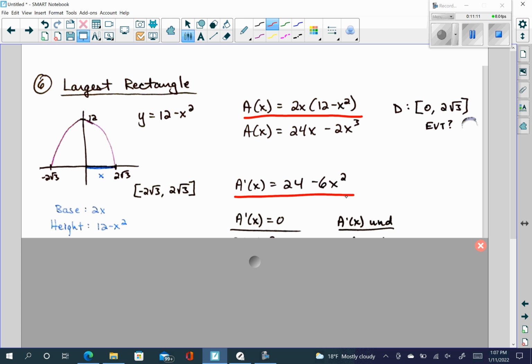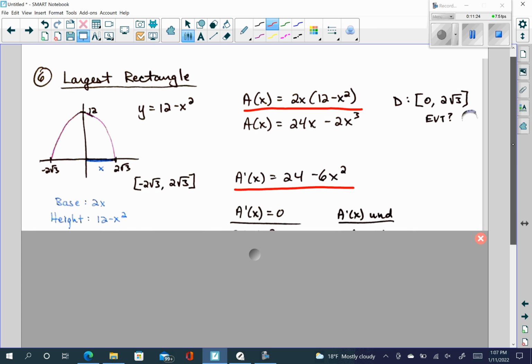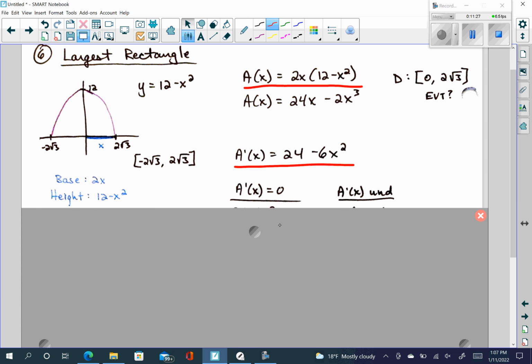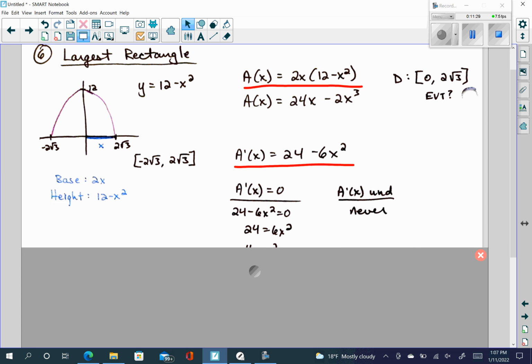We find our first derivative. Now, I didn't use the extreme value theorem in example 2, and you don't have to either, but you can. We know we just have to go from 0 to 2 radical 3 for our x value, so we could use the extreme value theorem. So we can make a table of values. But regardless, we're still going to answer these two questions.